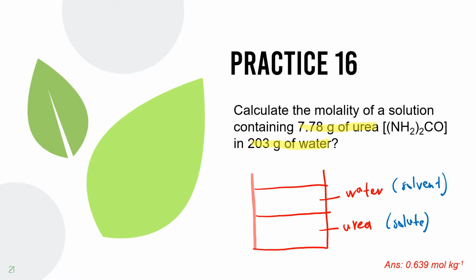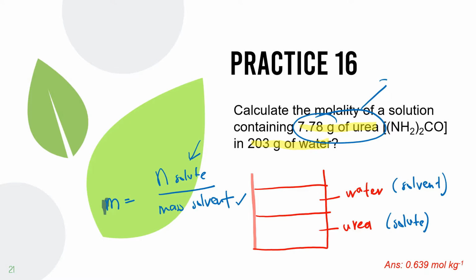So according to the molality formula, m equals n of solute over mass of solvent. From this information, we already have the mass of solvent, but we don't have n of solute. Okay, but don't worry, in the question we do have the mass of the solute. So from the mass, definitely you can find its number of mole. You may pause for a while and try to do the calculation to get the answer.